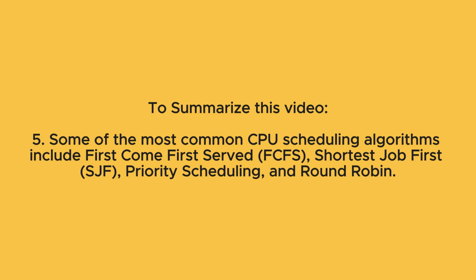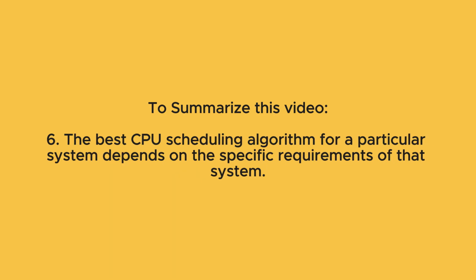Then we talked about round-robin scheduling, which processes in a round-robin fashion. Every process gets a fixed amount of time, a quantum, to execute. The best CPU scheduling algorithm for a particular system depends on the specific requirements of that system.